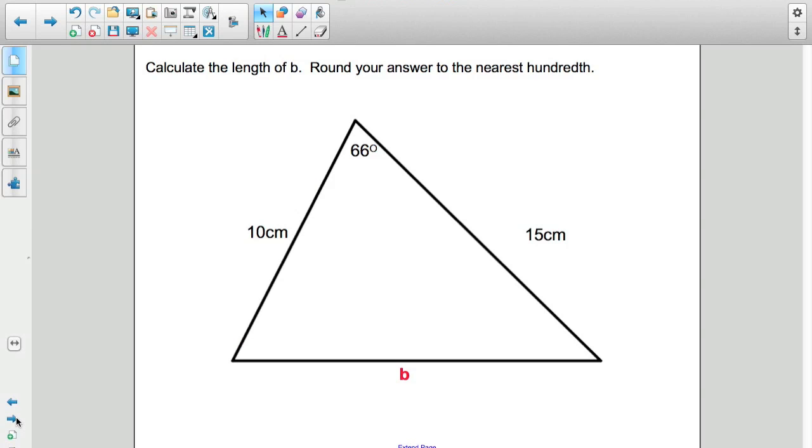So let's go through an example. Calculate the length of B, round your answer to the nearest hundredth. So draw your triangle. Hopefully from between here to beginning of May, you get so sick of drawing triangles. It's not even funny. So unknown side, angle opposite it, and the two other sides. That's sort of like the red flag in your head to say, I need to apply the cosine law.